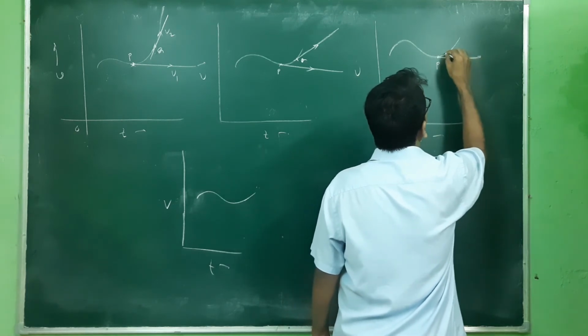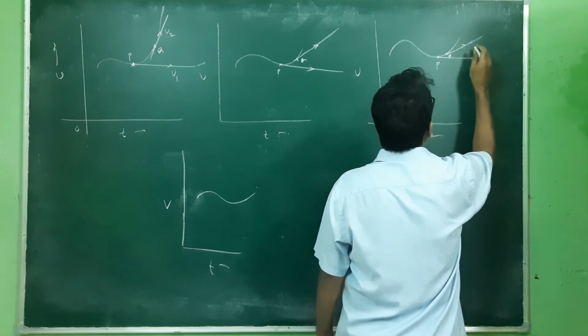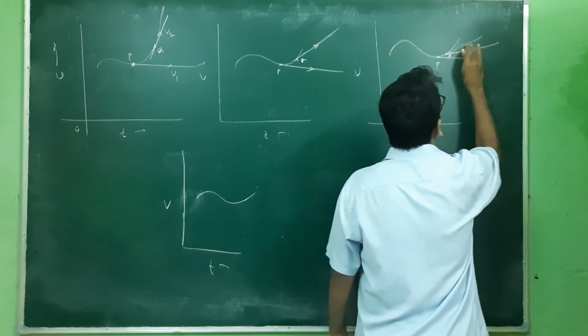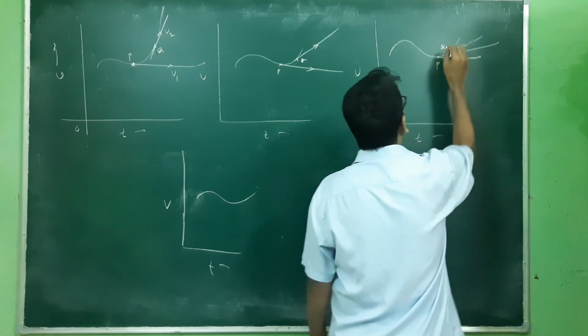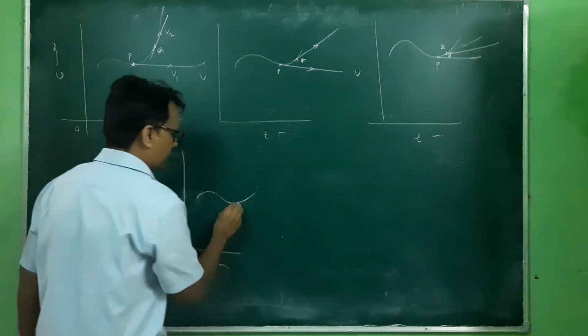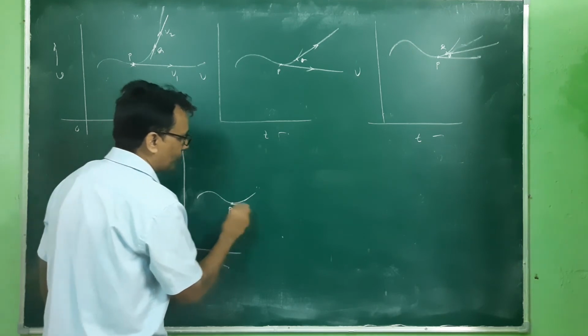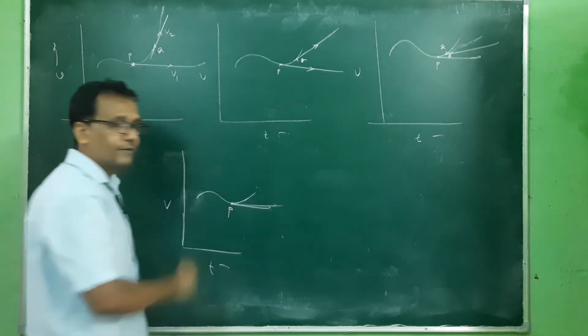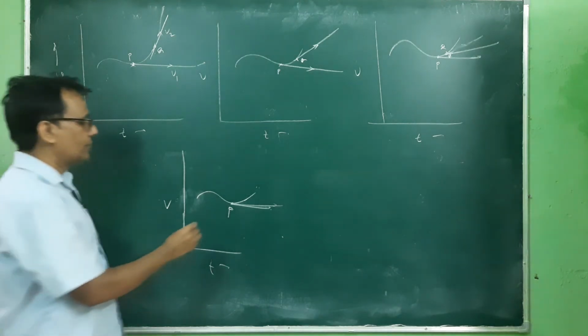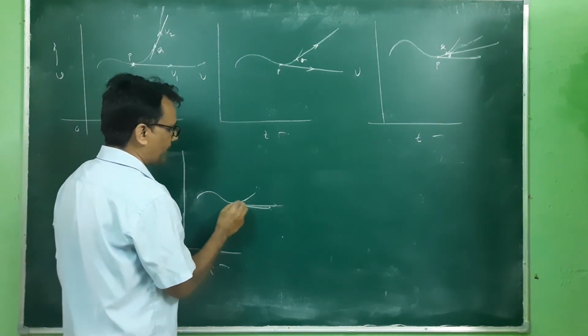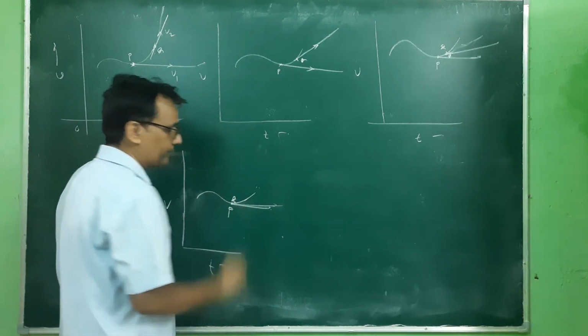So this is the case. This is Q, and this is that point P, and the same point is Q. So in both cases, this is point P, and similarly this is point Q.